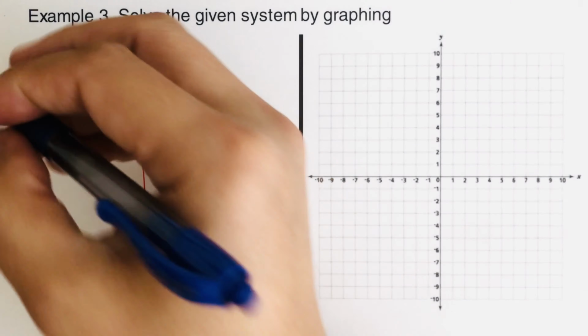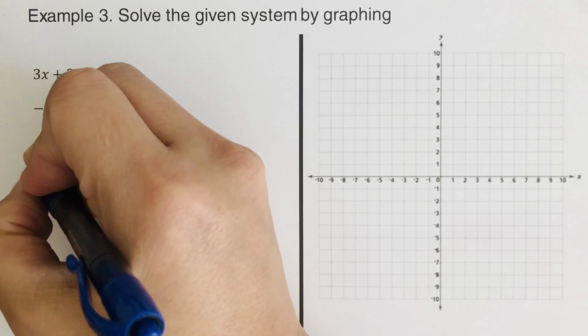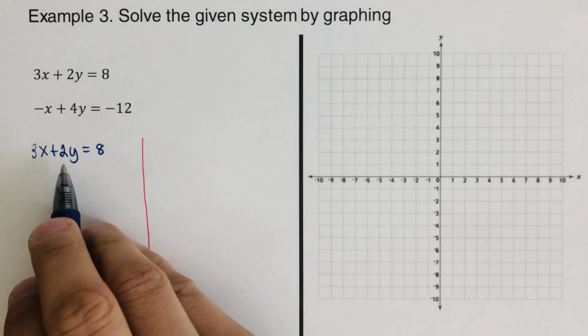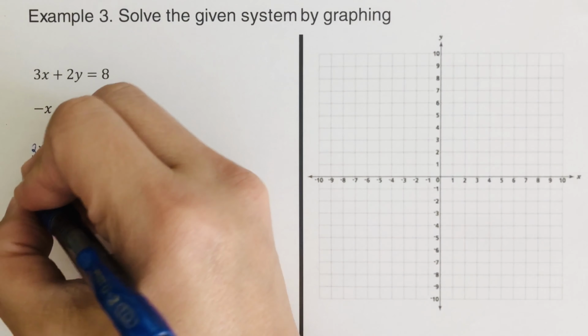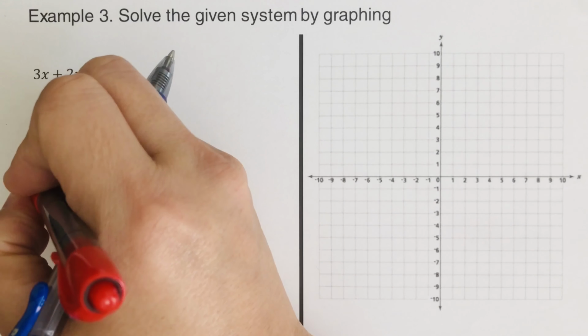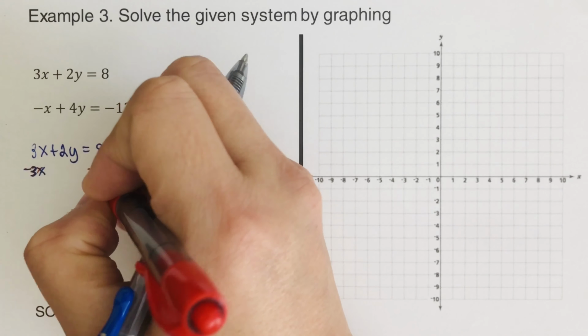So let's take the first one. That's 3x plus 2y equals 8. We want y by itself, so we go ahead and subtract 3x from both sides. So I'm going to subtract 3x here and then minus 3x.